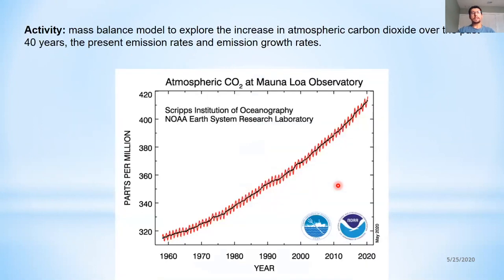So we're going to talk about the activity next. The activity is going to be applying the mass balance model to explore atmospheric carbon dioxide over the past 40 years, and emission rates and emission growth rate. During this activity, you are going to look at some of the atmospheric carbon dioxide data, try to understand and explore this data, and expect or calculate future emissions. We're going to talk about that soon.